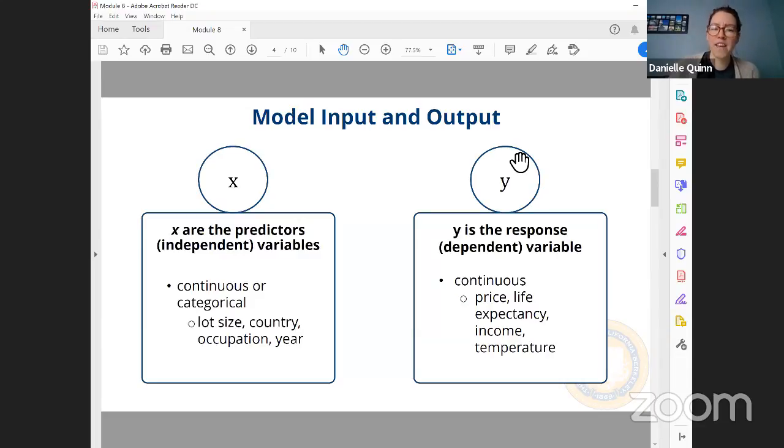And so y for linear regression is going to be continuous. And some examples of the types of response variables, some of the types of things that we might want to try to predict are things like the price of a house, the life expectancy of a person, the income of a person, maybe the temperature of a particular water body. These are all things that we might want to predict.